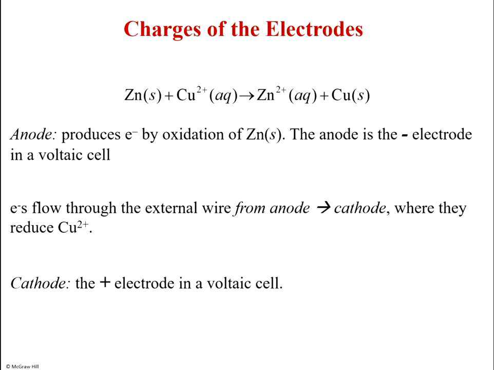Electrons flow through the external wire from the anode to the cathode, and at the cathode, those electrons are picked up by the copper 2 plus ions, where the copper 2 plus then is reduced to copper metal. So the cathode has a positive charge on it. It is a positive electrode in a voltaic cell.